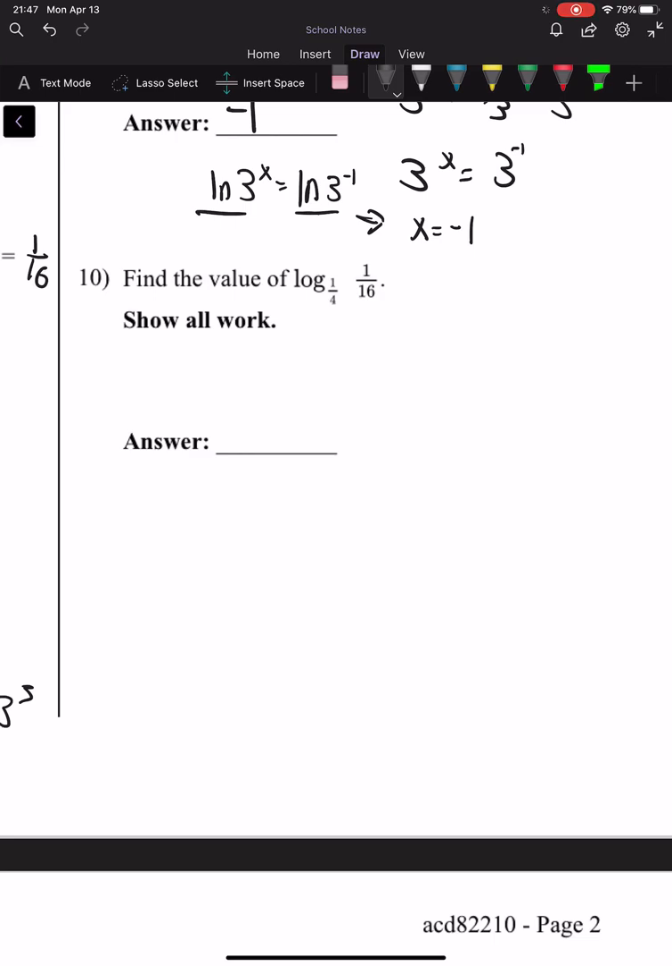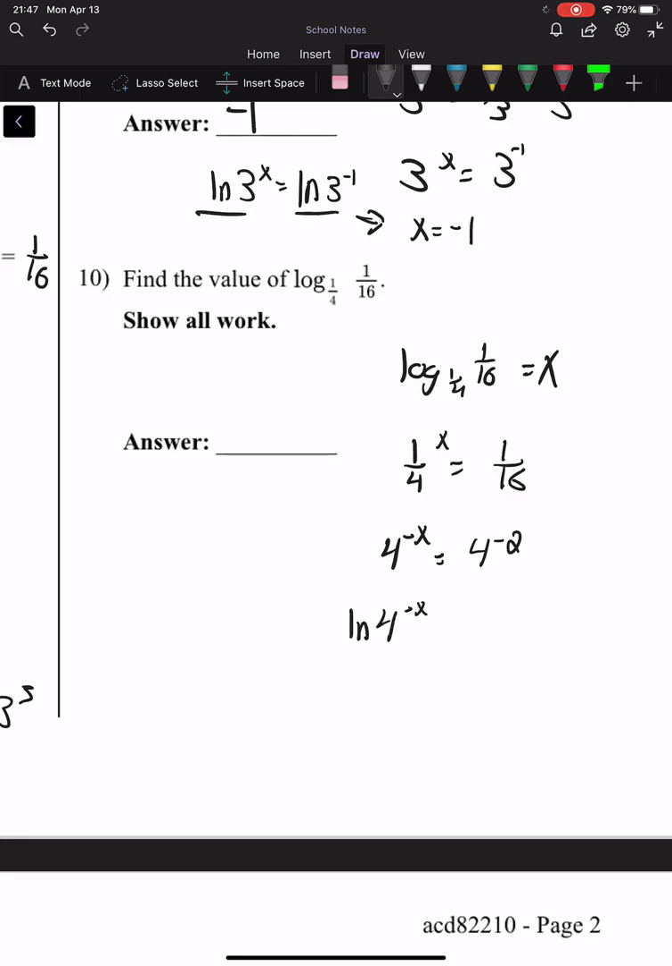Number 10, this question is very similar. So we're going to have log base 1/4 of 1/16 equals X. So 1/4 to the X power is 1/16. So 4 to the -X equals 4 to the -2. Bring our ln, so we get ln 4 to the -X equals ln 4 to the -2. -X equals -2, so X equals 2.